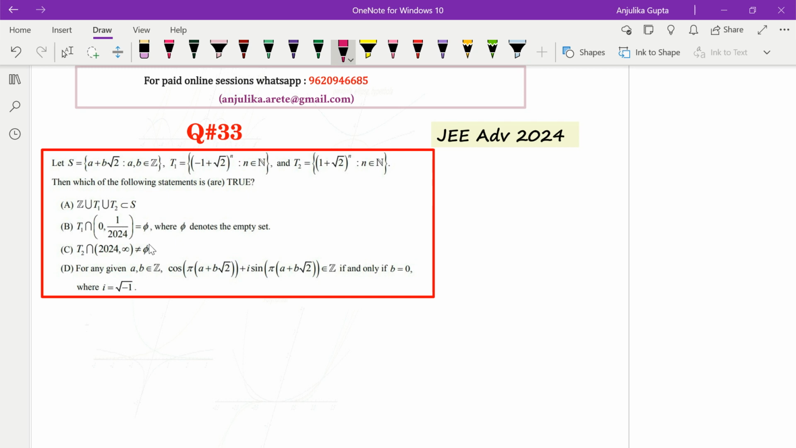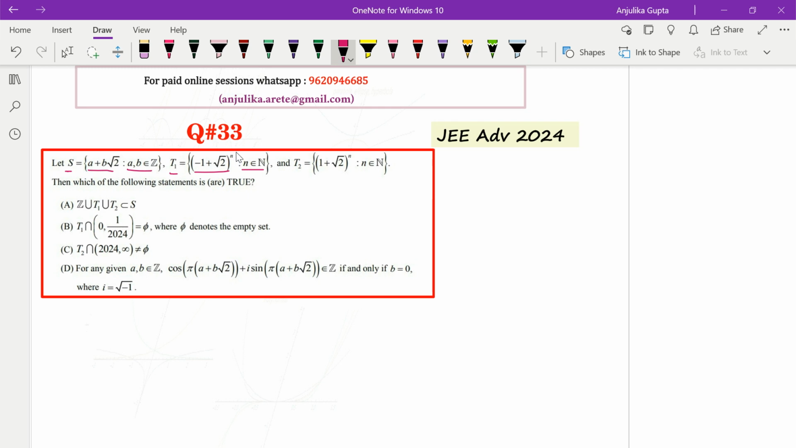Very nice conceptual question. Given to you is the set S, which consists of elements which look like this. Focus: A and B are integers. So an integer plus another integer times root 2. That's how your elements are looking. Look at another two sets. T1 is (-1 + root 2)^n, where n is a natural number.